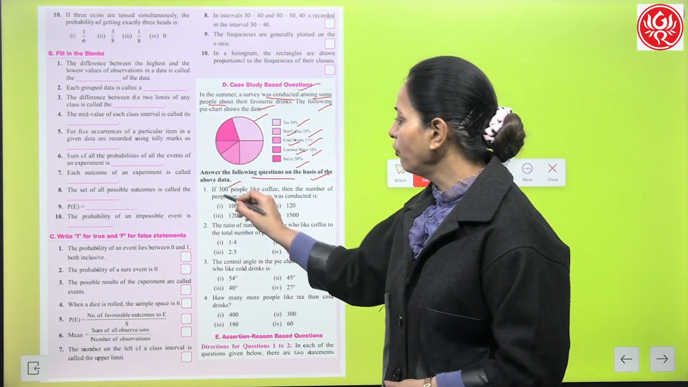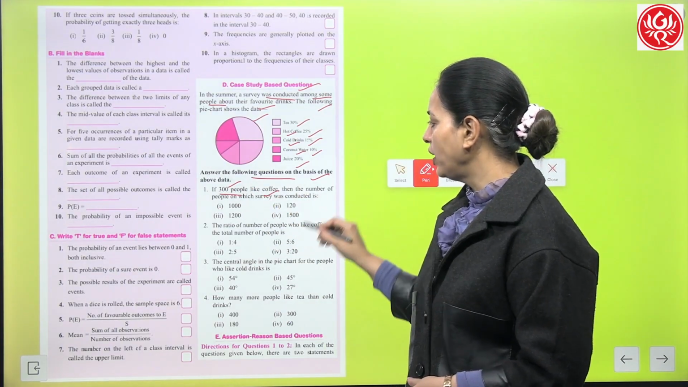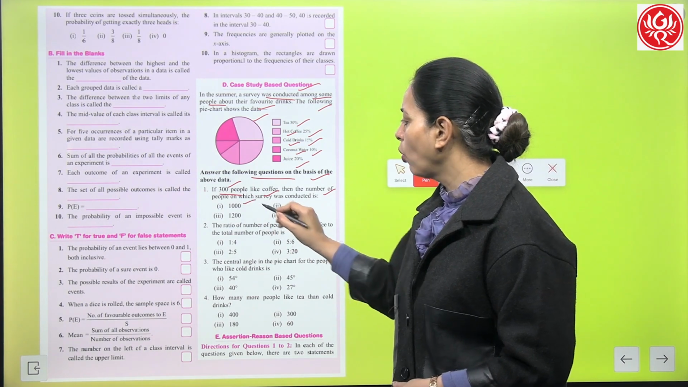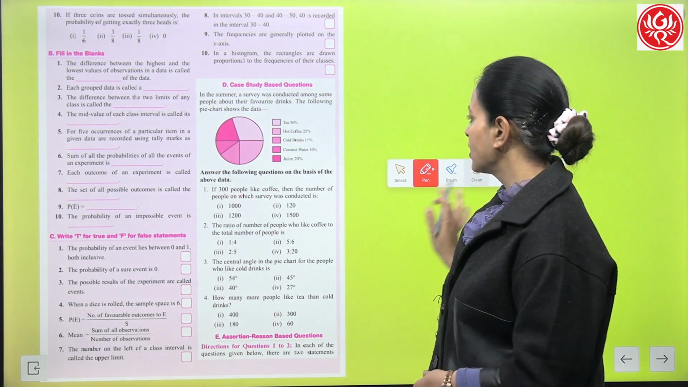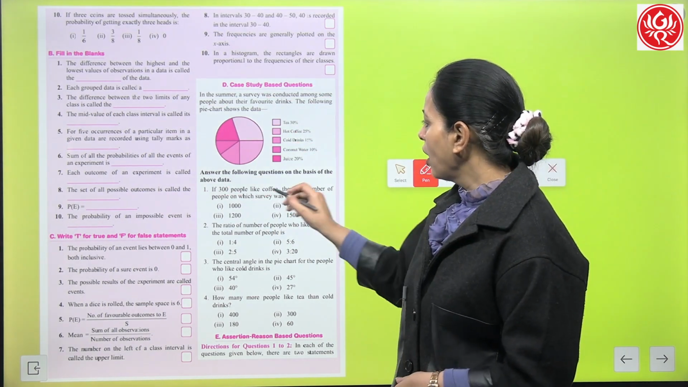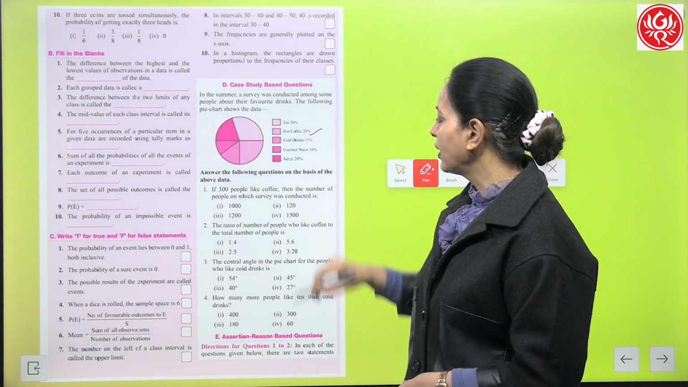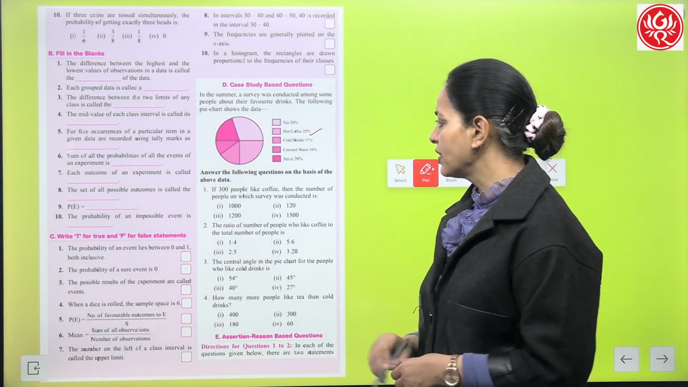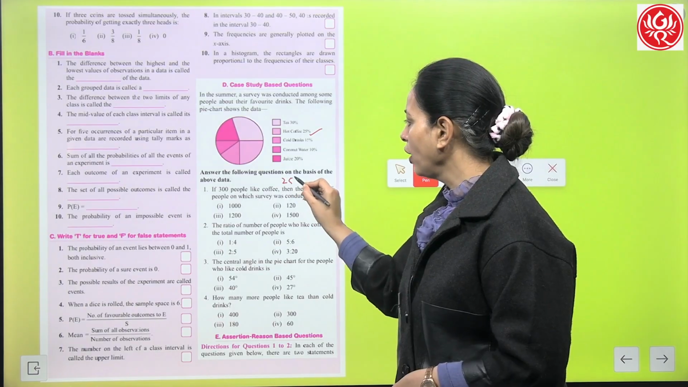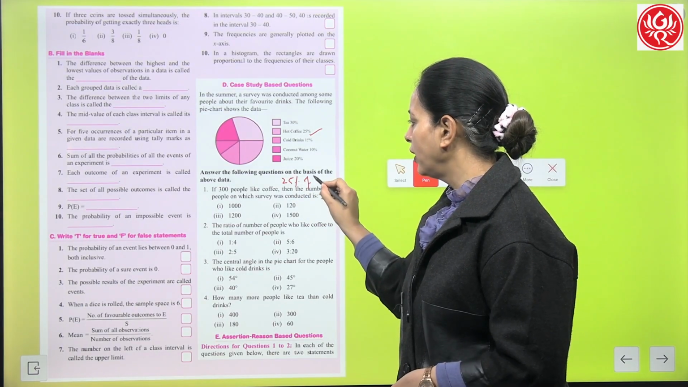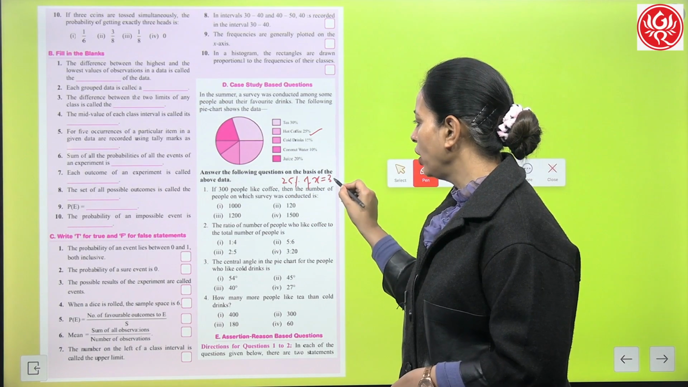The first, if 300 people like coffee, then find the number of people on whom the survey was conducted. So coffee, how many people like coffee? That is 25%. So 25% of the total, let it be x, equals 300.